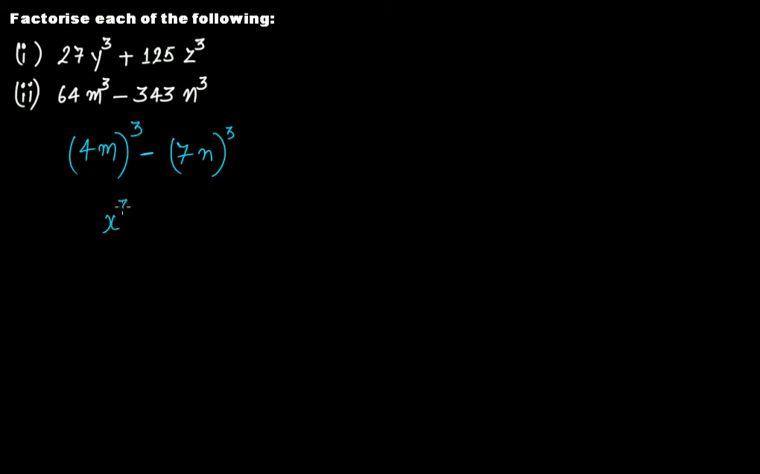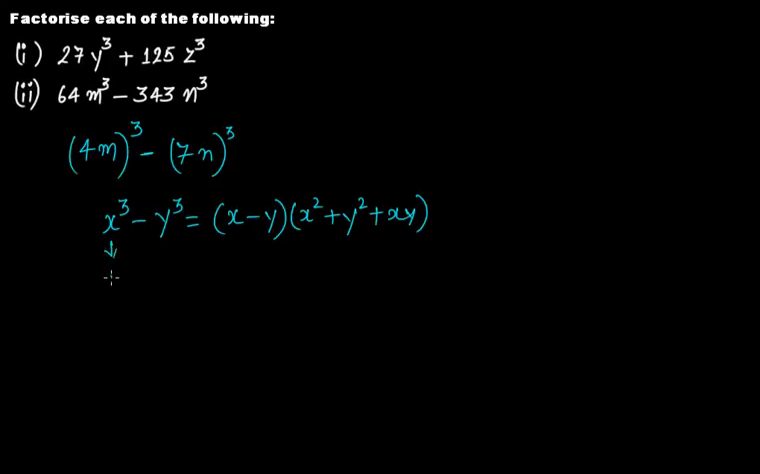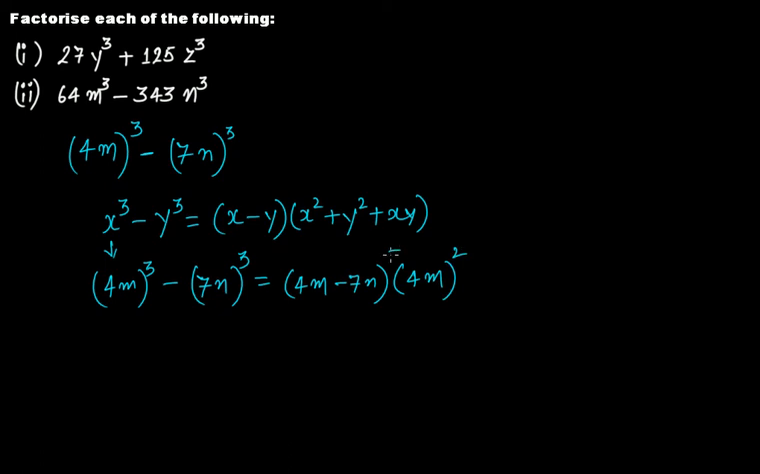It's of the form x cubed minus y cubed, and this will be equal to (x minus y) multiplied by (x squared plus y squared plus xy), right? We saw this here. So simply put, in place of x, put 4m, and in place of y, it will be 7n, and this is (4m minus 7n) multiplied by ((4m) whole squared plus (7n) whole squared plus 4m multiplied by 7n).